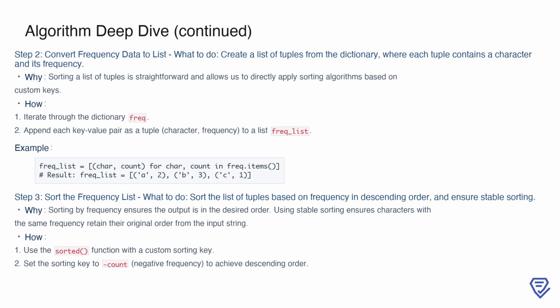Now that the frequency data is in a list, we move on to the sorting step. Here, we sort the list of tuples based on the frequency values, ensuring that the order is in descending order. By using Python's sorted function and specifying a custom key, we can achieve this. The key for sorting is set to the negative of the frequency, which effectively sorts the values in reverse order. Stable sorting ensures that characters with the same frequency retain their input order, which is critical for correctness.